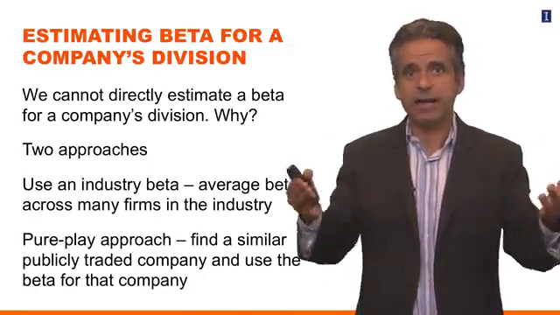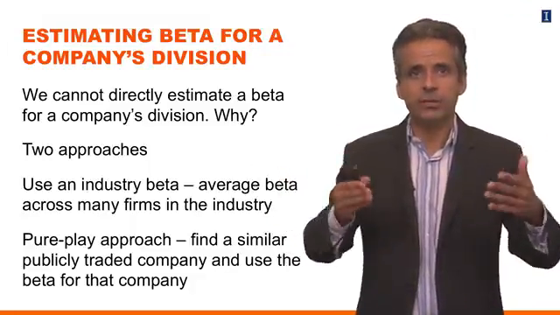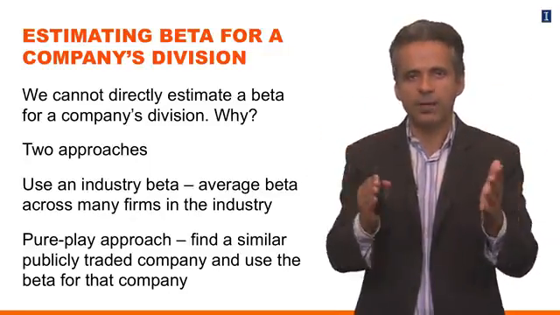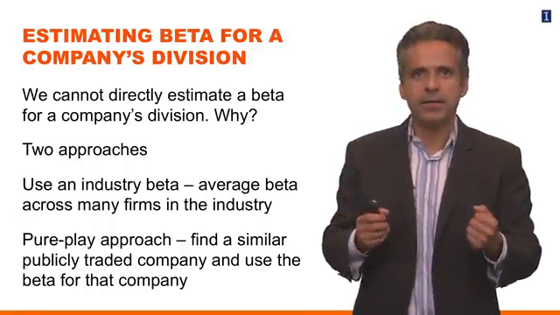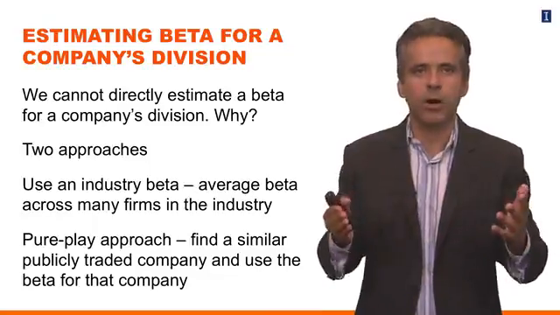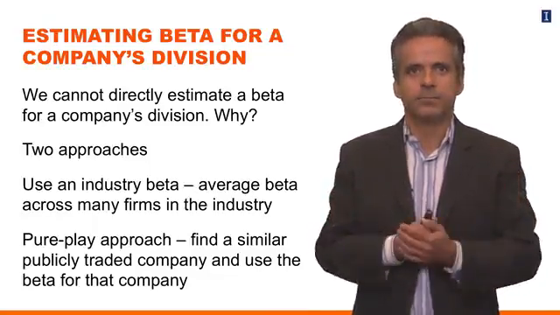And we cannot directly measure it, right? Why? Because the wine division does not trade separately in the stock market. You cannot find a stock price for the wine division. There's no way you can estimate the beta, even if you have the most sophisticated statistical tools in the world, you're not going to be able to estimate beta because you don't have the data, right?